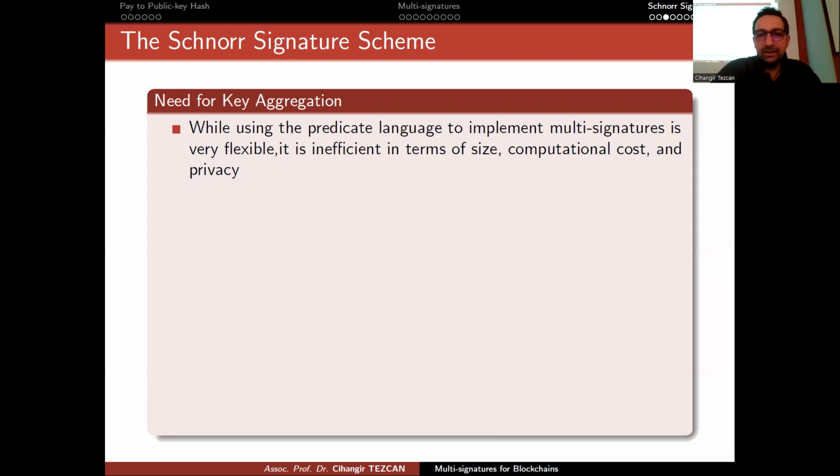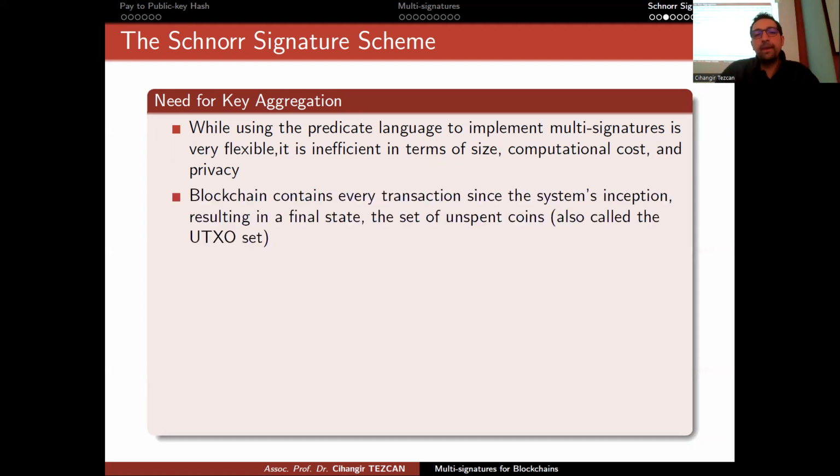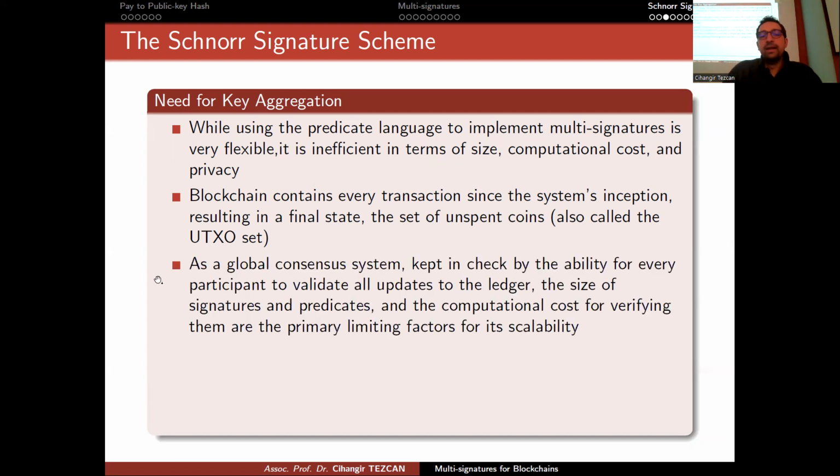Okay, so why do we need key aggregation? While using the predicate language to implement multi-signatures is very flexible, it is inefficient in terms of size, computational cost, and privacy. The blockchain contains every transaction since the system's inception, resulting in a final state, the set of unspent coins, that we simply call the UTXO set. As a global consensus system, kept in check by the ability for every participant to validate all updates to the ledger, the size of signatures and predicates and the computational cost for verifying them are the primary limiting factors for its scalability.